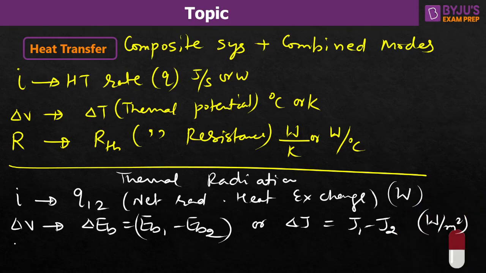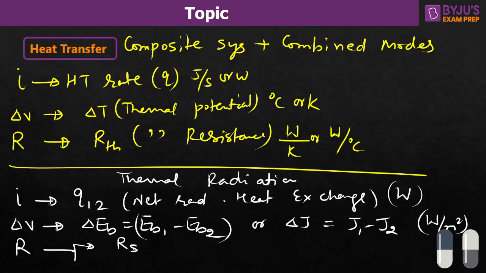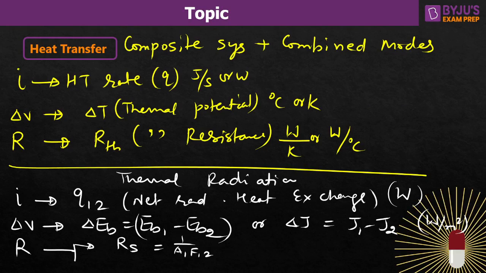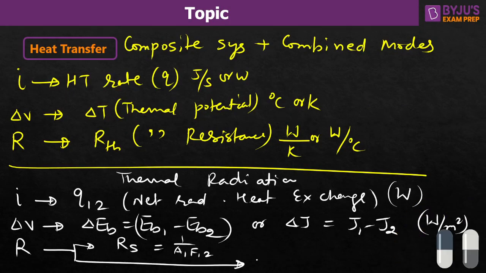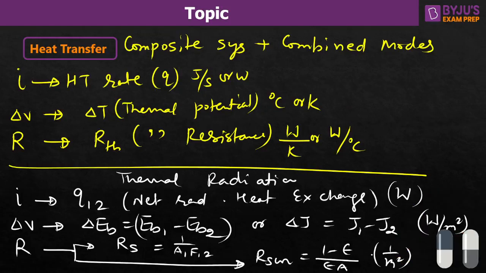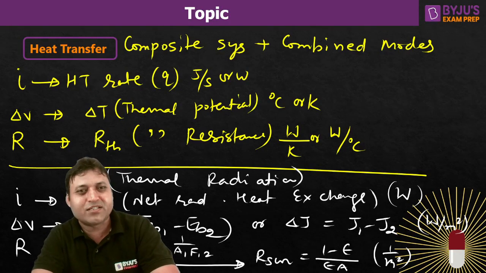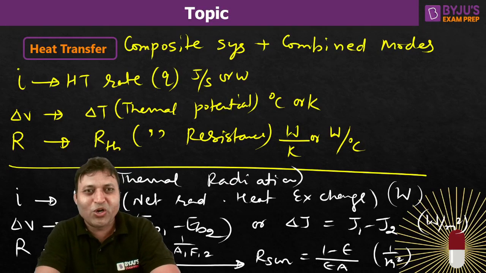And resistance R will be replaced by either the space resistance, that is 1 upon A1 F12, or it can be replaced by the surface resistance, that is 1 minus epsilon upon epsilon A. The unit is 1 by meter squared. This is how we can utilize the concept of circuit diagram in the understanding of various topics in mechanical engineering. I hope you have understood it. That is all for this.